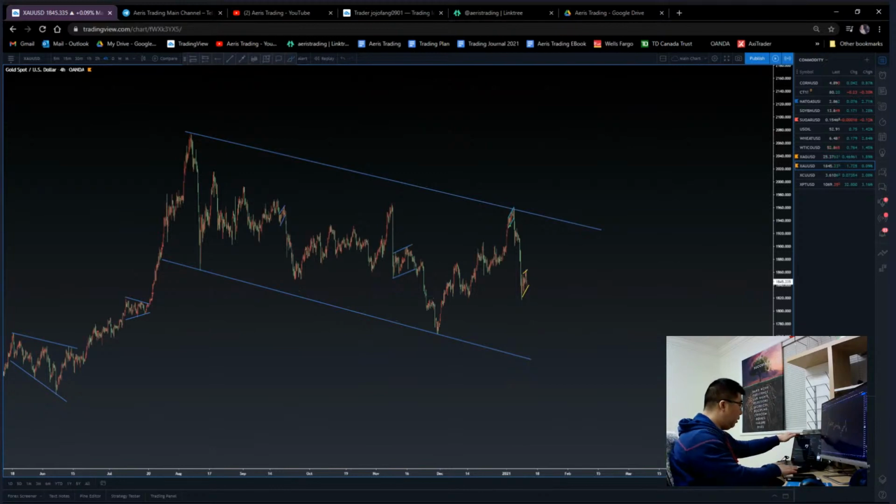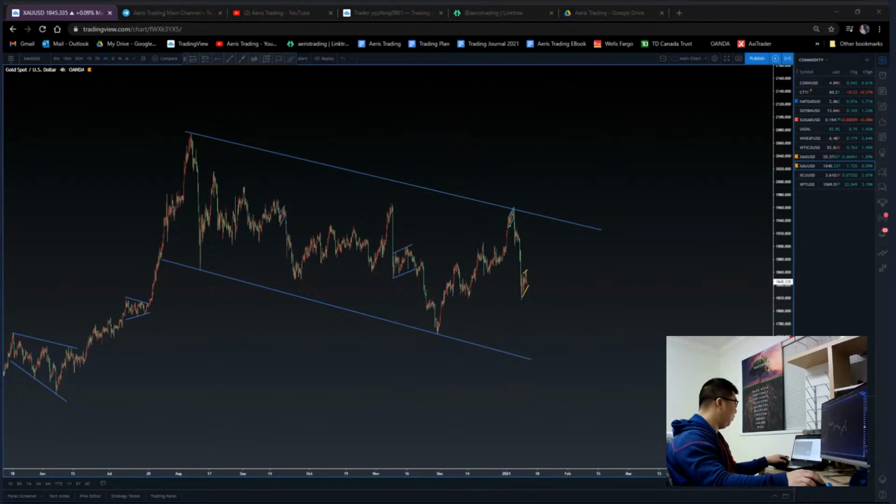Tesla going to new high, Netflix going down to 450. Why do you think Netflix goes down if Tesla goes up? I'm just curious.